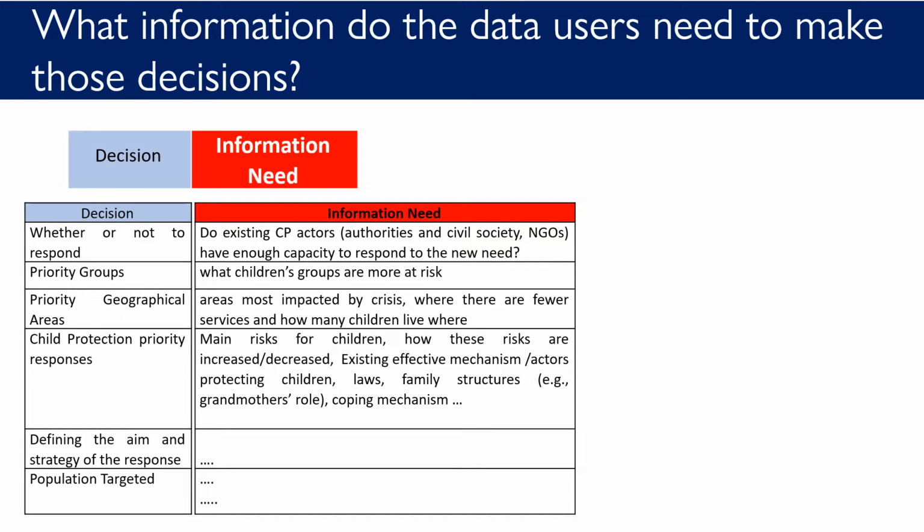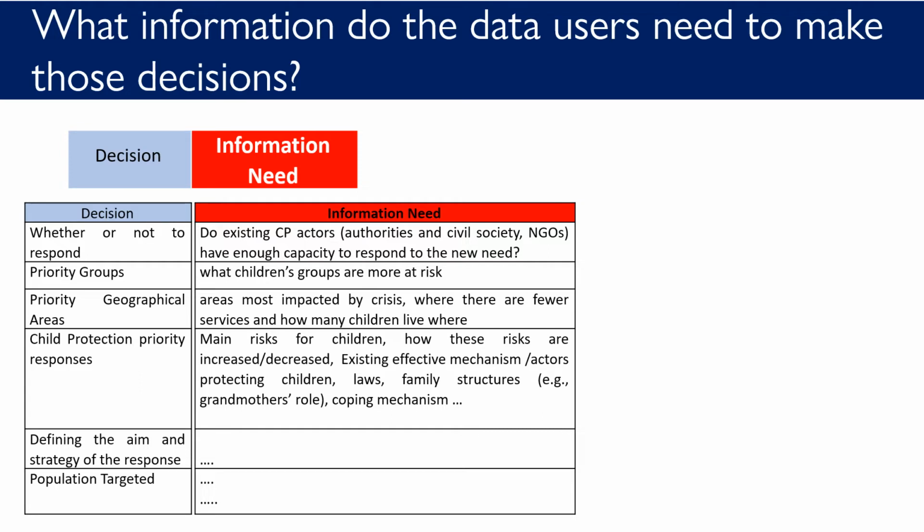What information do I need in order to decide what areas I should focus on? In what areas will child protection prioritize their intervention? I would need to know the areas that are most impacted by crisis, where there are fewer services, and how many children live there.